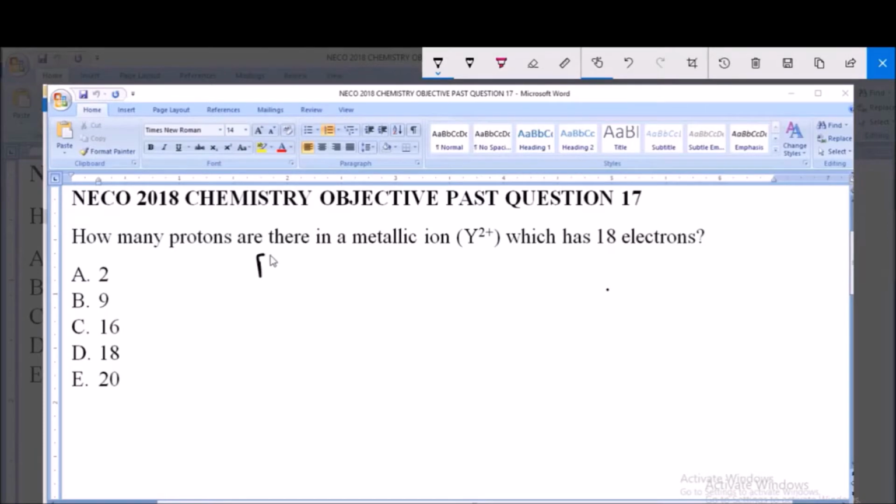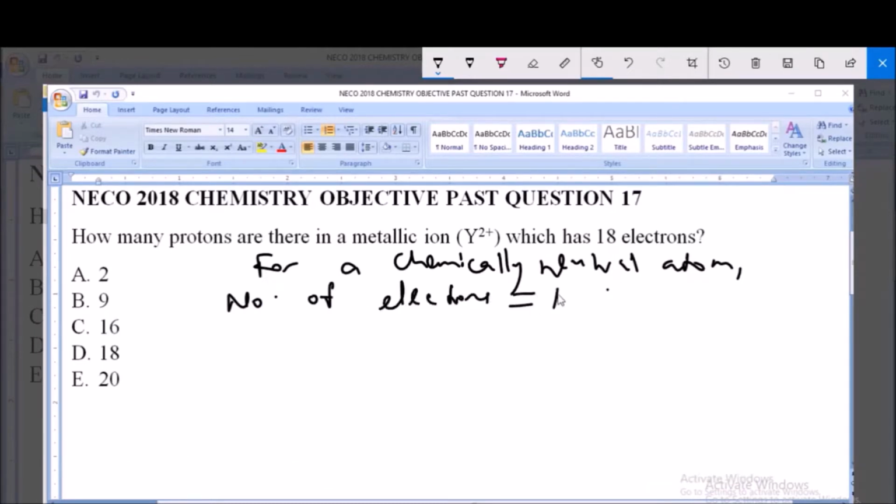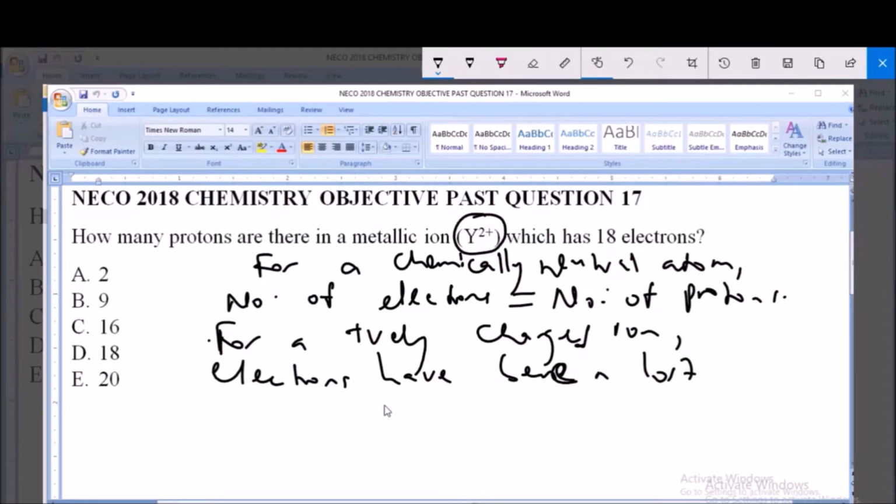So in order to solve this question, you say for a chemically neutral atom, the number of electrons will be equal to the number of protons. However, for a positively charged ion, electrons have been lost. So for a positively charged metallic ion like this one, Y2+, some electrons have actually been lost.